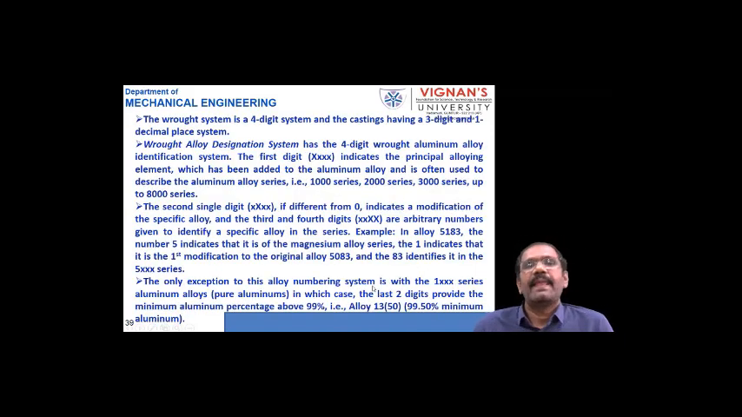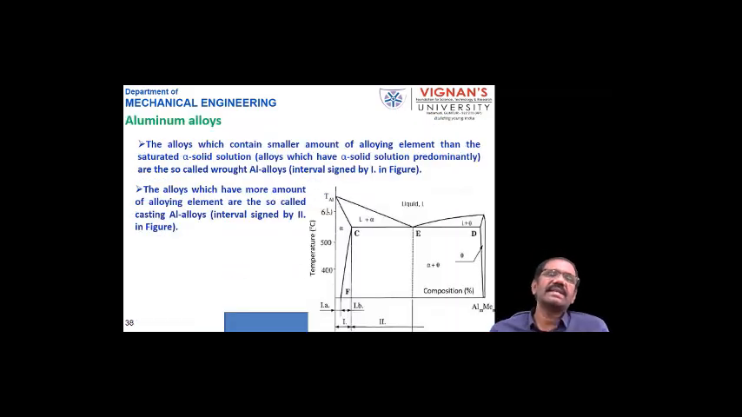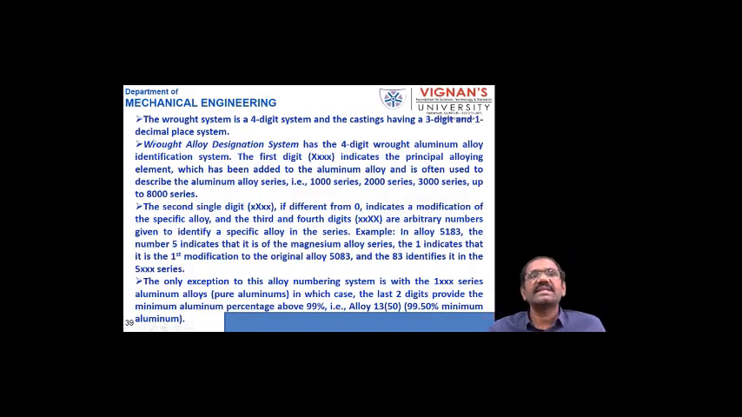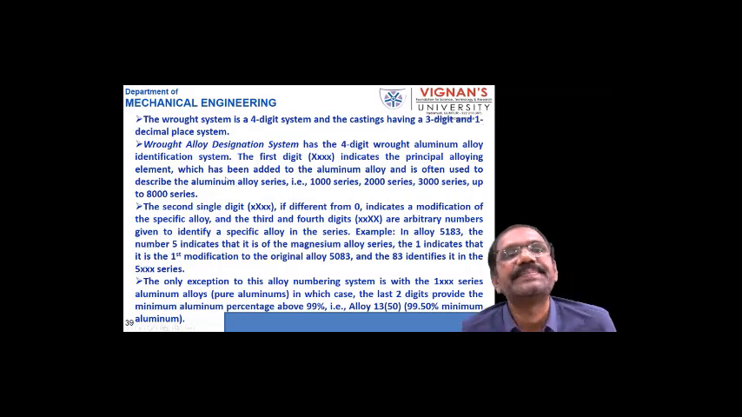Now, let us see the designation of aluminum alloys. There are two types of alloys: wrought aluminum alloys and casting aluminum alloys. Wrought aluminum alloys are designated with 4 numbers, and casting aluminum alloys are designated with 3 digits with 1 decimal point, that you see here. So the wrought system is a 4-digit system, and the casting system has 3 digits and 1 decimal place. Okay, don't worry, we can easily understand.